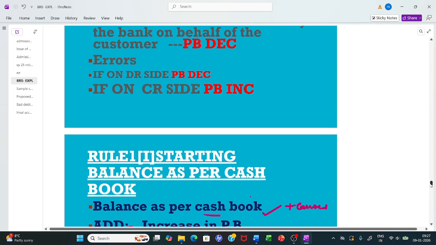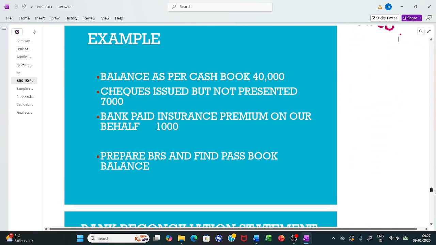Let's look at one example. How do we present such questions? I'm given the balance of the cash book. I'm told checks are issued. Checks issued will lead to my cash book decrease. I paid an insurance premium, that leads to my passbook decrease. I have studied the causes.